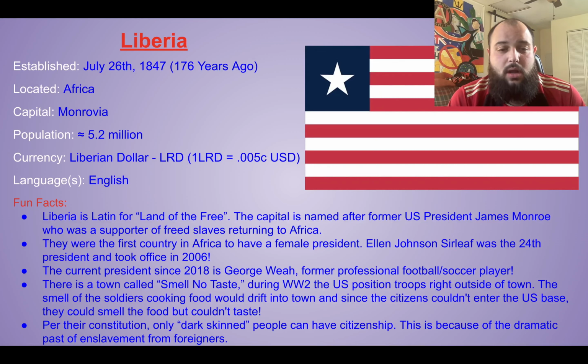There's a town called Smell No Taste, which I thought was very interesting, but it kind of has a dark background. During World War II, the U.S. positioned troops right outside of a town. The smell of the soldiers cooking food would drift into town, and since the citizens couldn't enter the U.S. base, they could smell the food but couldn't taste, therefore naming it the Smell No Taste town.